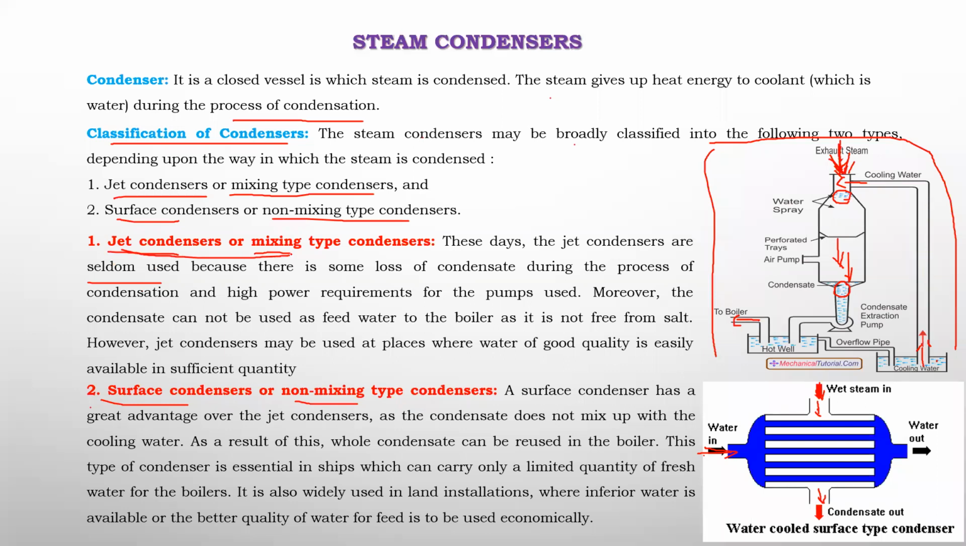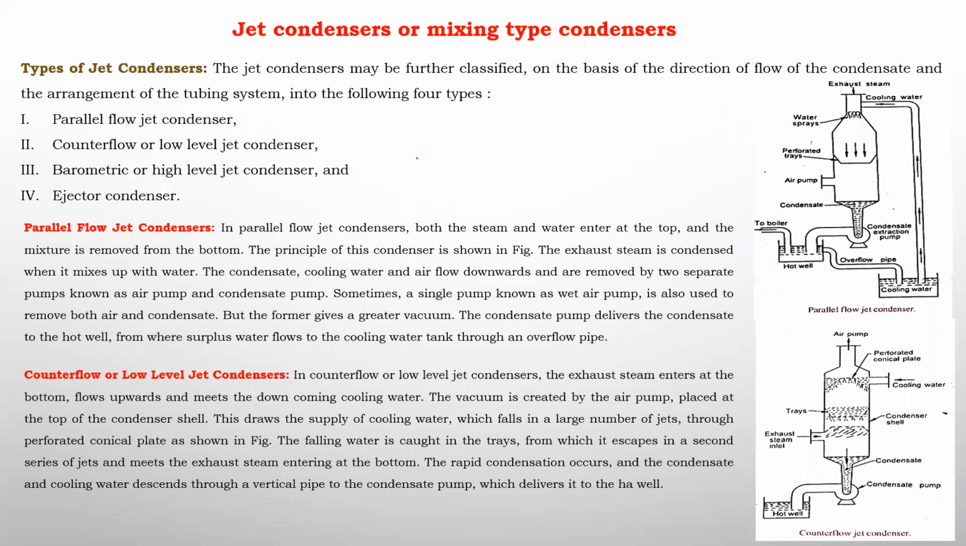Next, we will discuss the classification of jet condensers as well as surface condensers or non-mixing type condensers in the next slide. If you observe, jet type or mixing type condensers are further classified into 4 types. First one is the parallel flow jet condenser. Second one is the counter flow jet condenser. Third one is the barometric or high level jet condenser. And last one is the ejector condenser. All these are jet type or mixing type condensers.